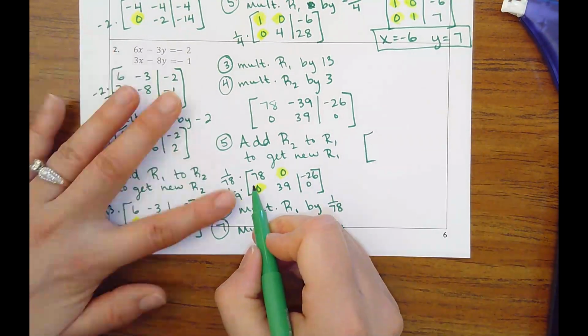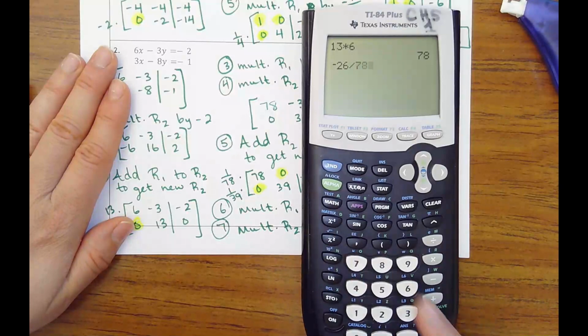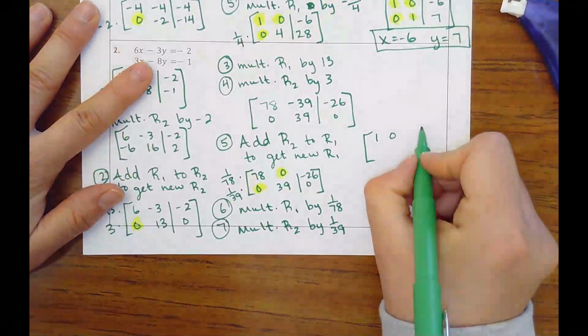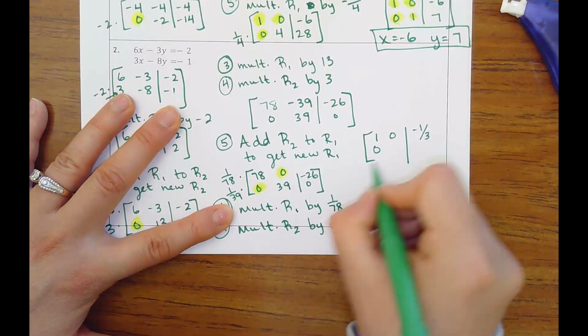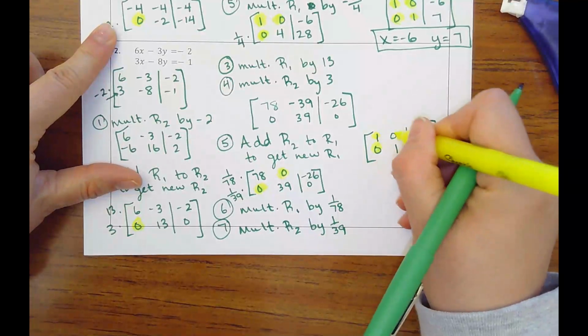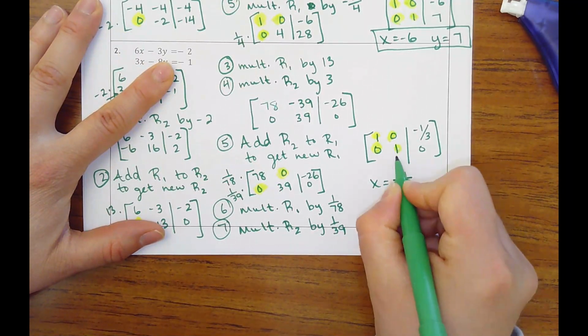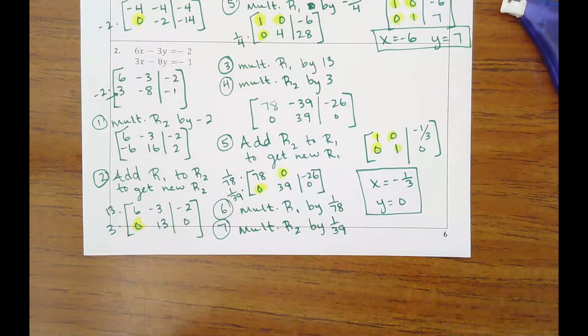So then that would get me 1, 0, negative 26 divided by 78. Turn that into a fraction, but you should know that's negative 1/3. So you can get some fractions on here, but they should be not terrible fractions. That would be 0, 1, and 0. So I'm done because I have everything I need. That tells me that x is negative 1/3 and y is 0. That's it. So that's called reduced row echelon form, manipulating it until you get this 1, 0, 0, 1 pattern, and this is your x, this is your y.